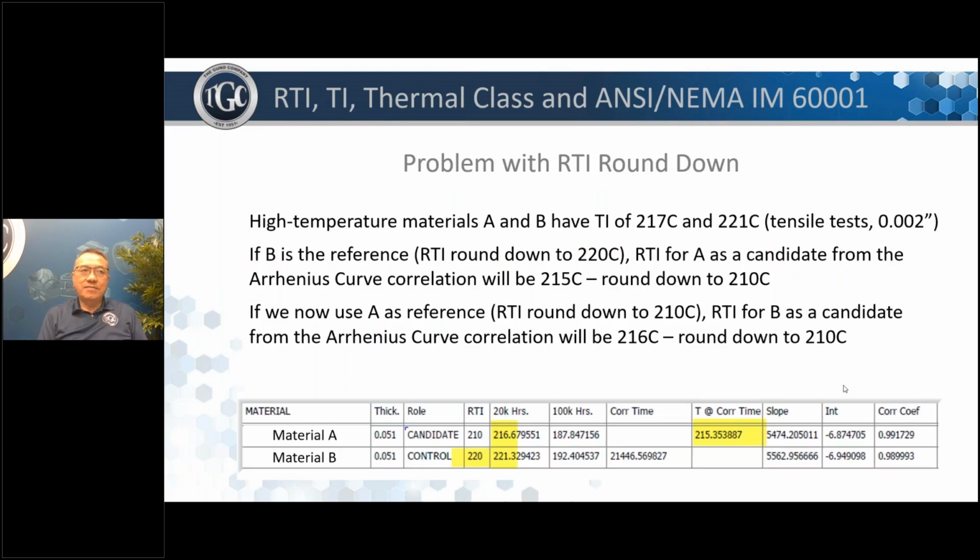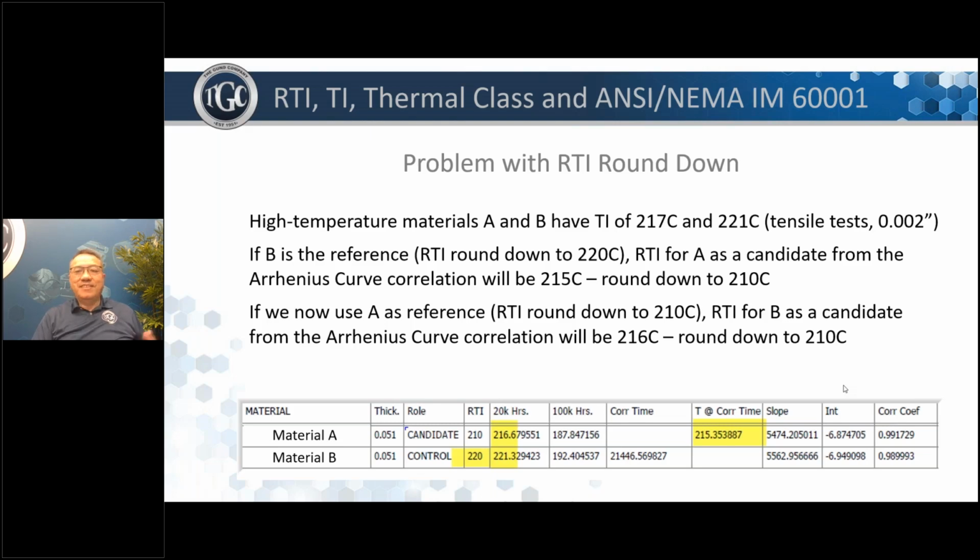Now, that's the problem with rounding down numbers, especially when you are talking about RTI. Say we have two high temperature materials. A has a TI of 217 and B has a TI of 221C. Assuming that we are in a hypothetical situation, we are using material B as a reference to determine the RTI for A. Because material B cannot be called 221C, it will be rounded down to 220. And after we've done our RTI plot, which I will show in the next slide, A would have an RTI of 215, but we cannot report 215. It has to be rounded down to 210.